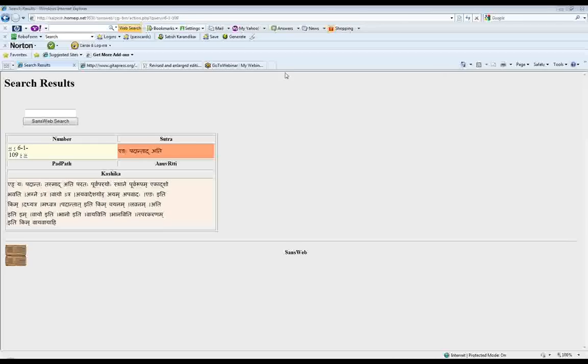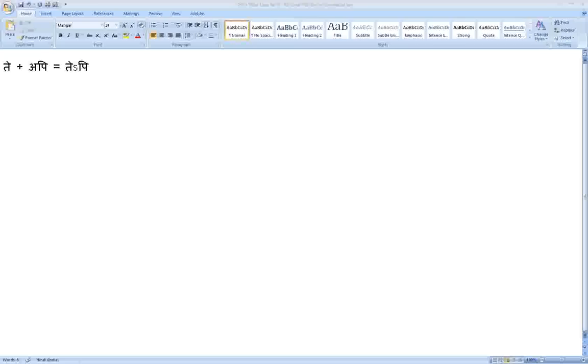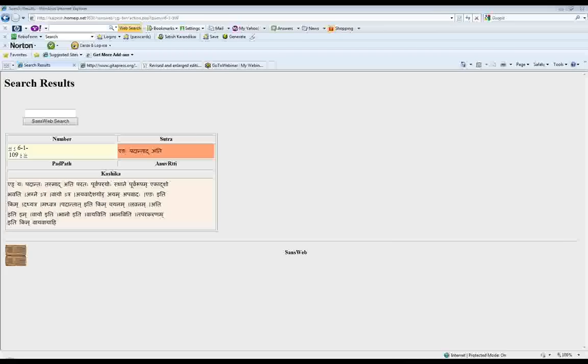Okay, let's start with revising what we did last time. I'm going to use two screens today so we can switch back and forth. On one screen I have the Word document. On the other we'll have the Ashtadhyayi and also the Gita Press Gita page, and maybe also.